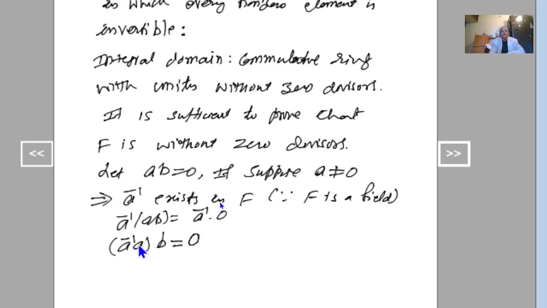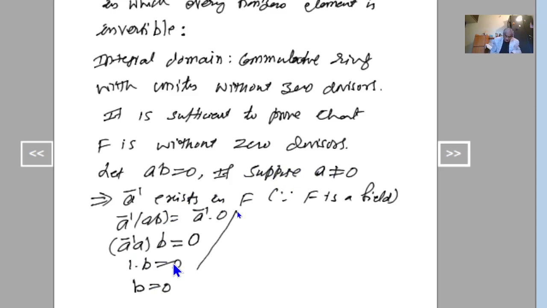Now, what is this A inverse into A? This is nothing but 1. That is identity with respect to multiplication. This is unity. This is 1 into B is equal to 0. But what is 1 into B? 1 into B is nothing but B equal to 0. So, what we proved here is, if A not equal to 0, we have proved that B equal to 0.